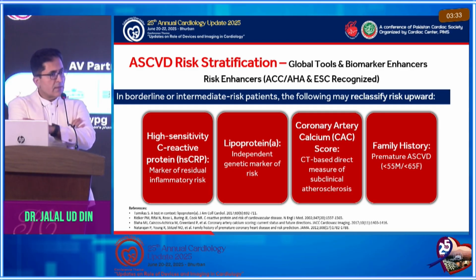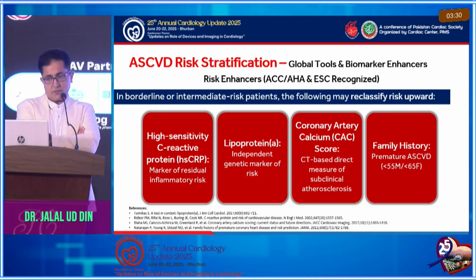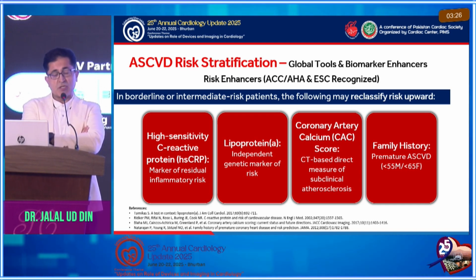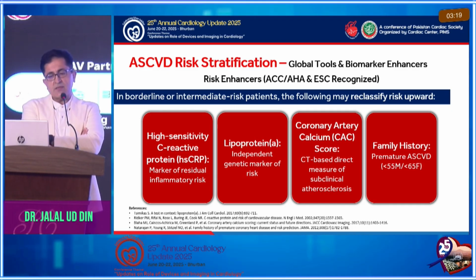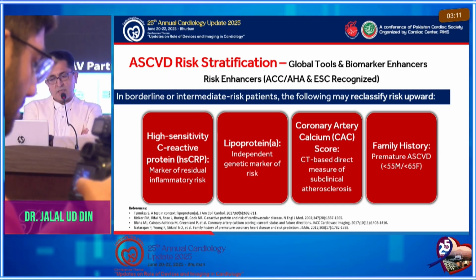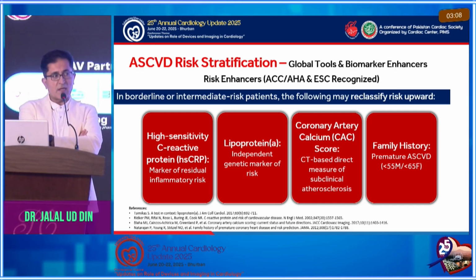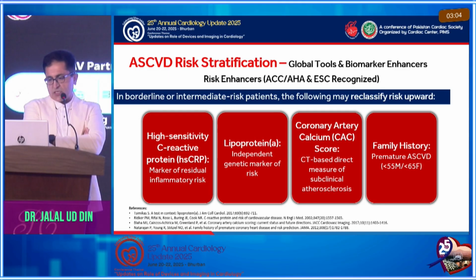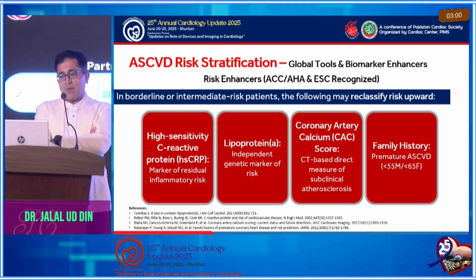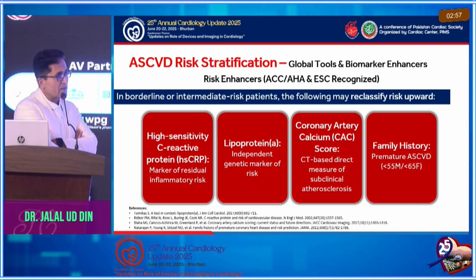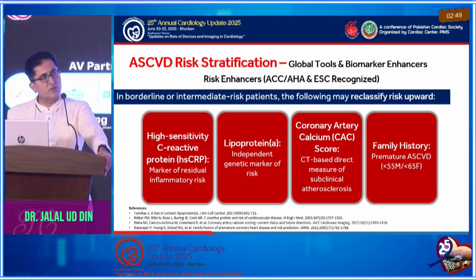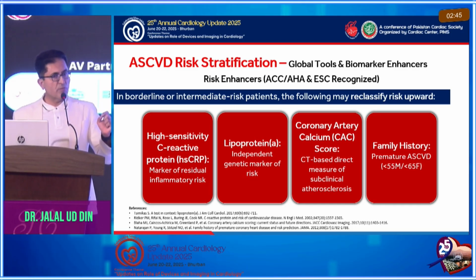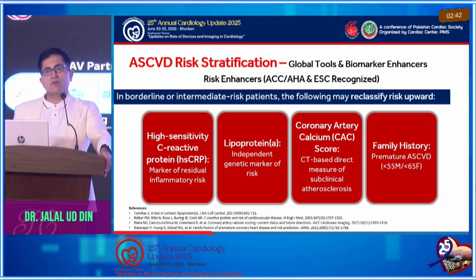So, other than these known risk factors, what are the risk enhancers? In borderline or intermediate risk patients, if risk enhancers are present, they reclassify these risks. High-sensitivity C-reactive protein, we are well aware of, is a marker of residual inflammatory risk. Lipoprotein(a) is an independent genetic marker of risk, and similarly, the coronary artery calcium score has come into the picture. It's a CT-based direct measure of subclinical atherosclerosis. Family history, especially premature family history in men less than 55 and in women less than 65, also needs to be considered. If they are there, they are further risk enhancers. Somebody who is low risk, their risk becomes intermediate, and somebody who is intermediate risk, if these risk enhancers are there, the risk increases further.